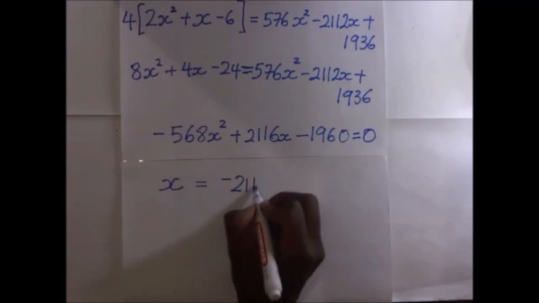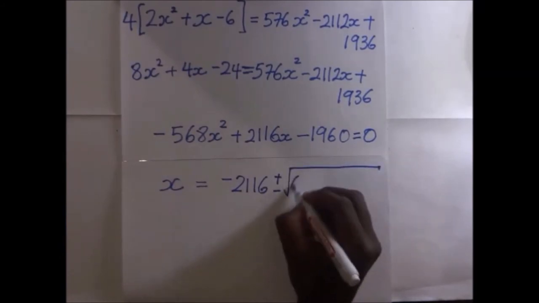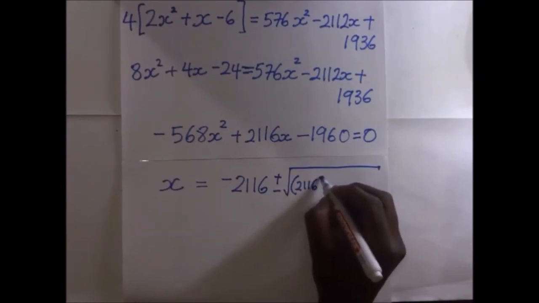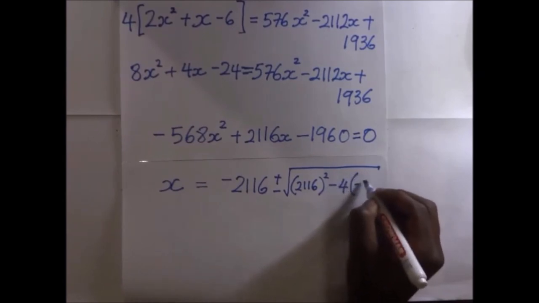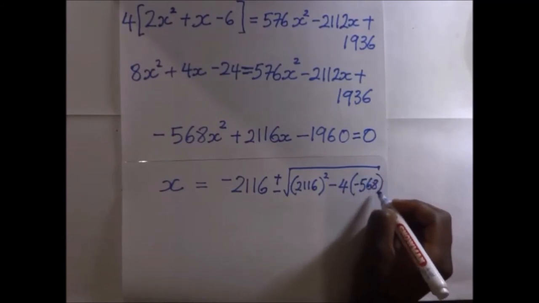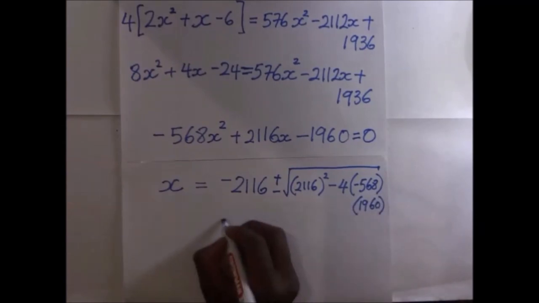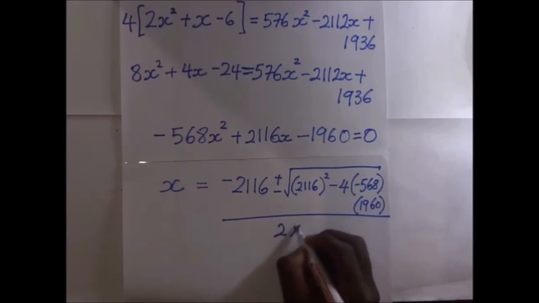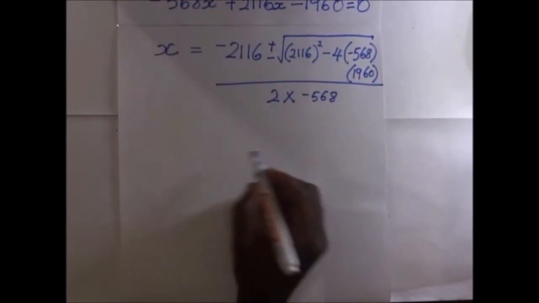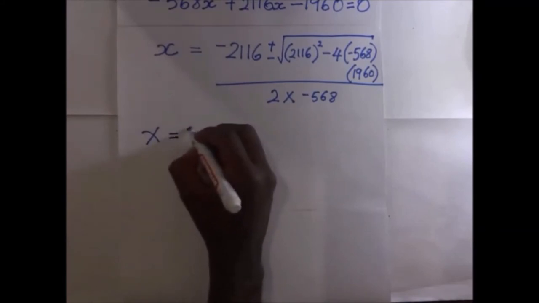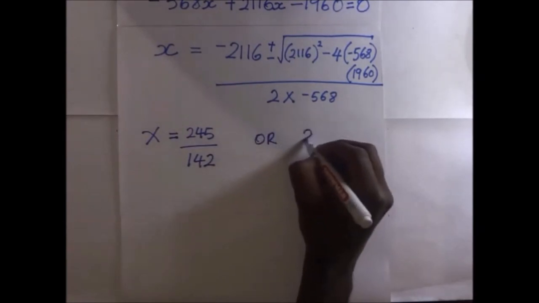minus 2, 1, 1, 6, plus or minus 2, 1, 1, 6, squared, minus 4ab, 4, times our value of a, which is minus 568, 1960, divide all that by 2, multiply that by negative 568. So in there, our value of x with a, they're going to be 2 over 5 over 142, or it's going to be 2.